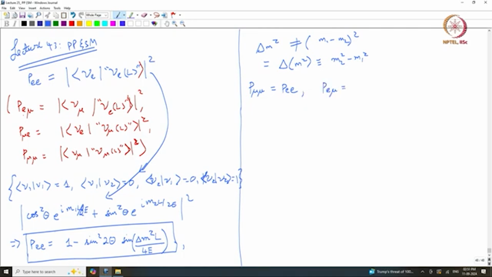Of course, by the law of probability, that probability should add up to 1. The probability that I detect something as a muon neutrino after starting it as an electron neutrino is 1 minus PEE is what I meant. And similarly this. Good. One more thing to notice here is what happens when theta goes to 0.